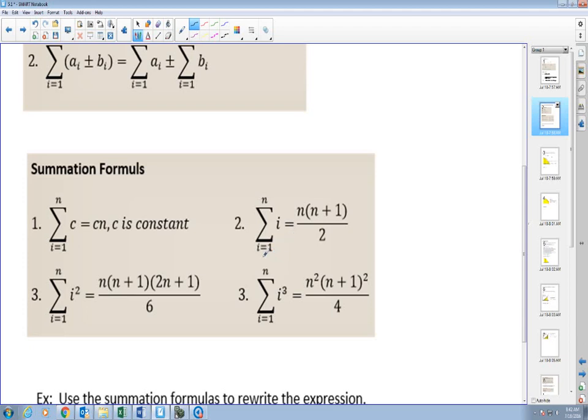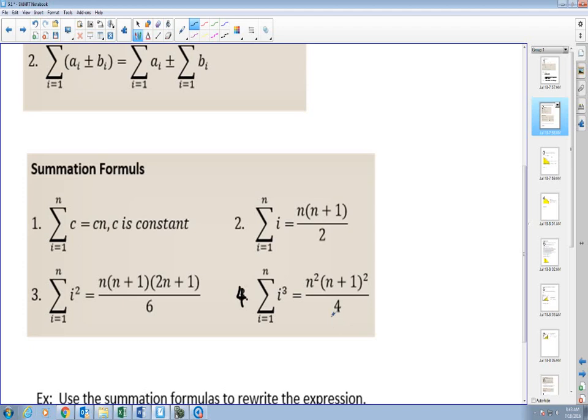The summation of i, adding from 1 to n, can be formulated as n times n plus 1 divided by 2. For i squared, the summation of i squared from 1 through n will be n times n plus 1 times 2n plus 1 over 6. And this one is for i to the third, the fourth formula: the summation of i cubed would be n squared times n plus 1 squared over 4.